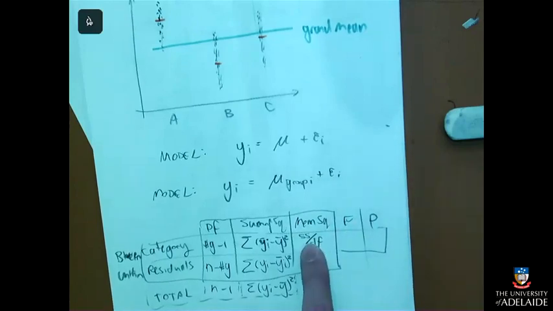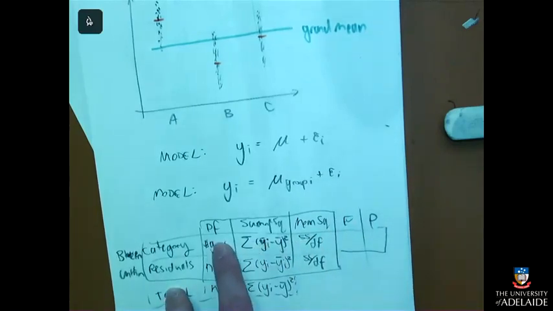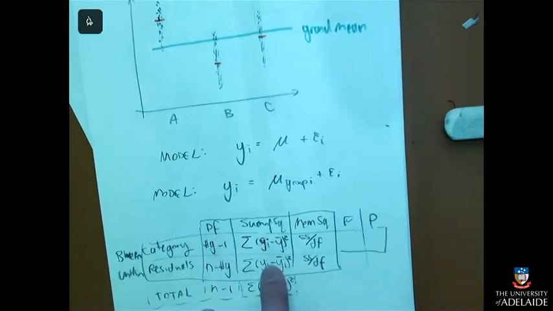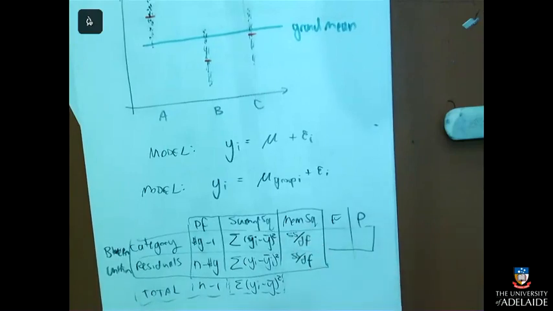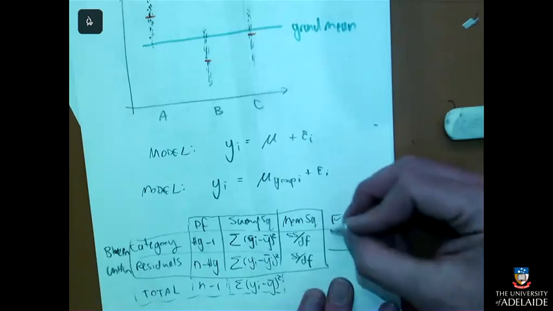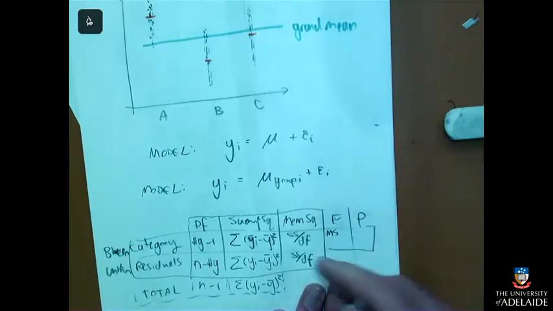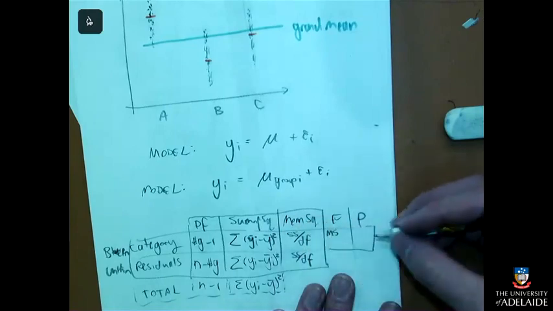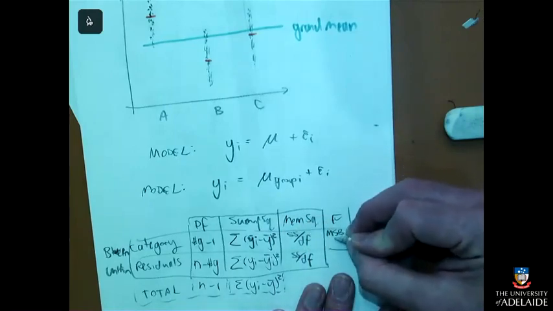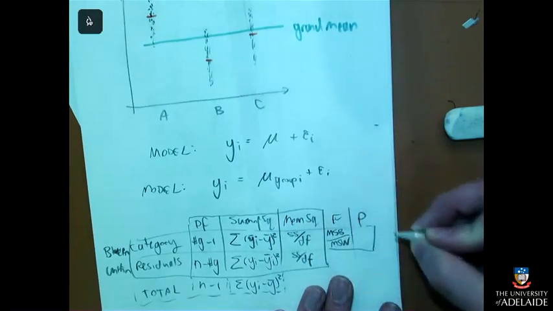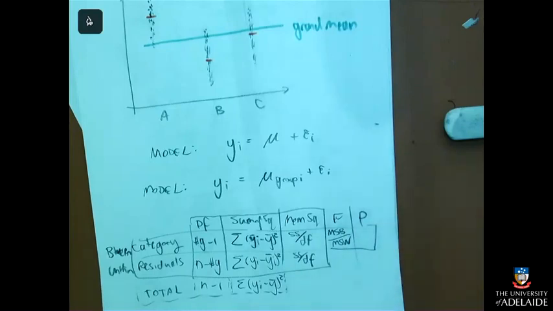So SS stands for sum of squares. The SS for this row divided by the degrees of freedom in that row. And the F is these two things divided by each other. So the mean square for my between, divided by the mean square for my within. And then you look up the p-value in the appropriate distribution.